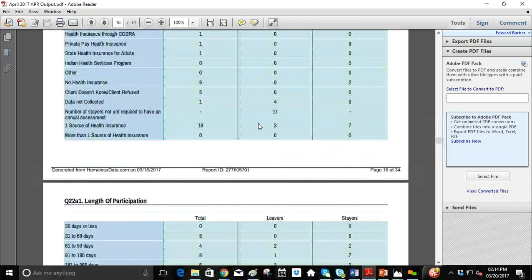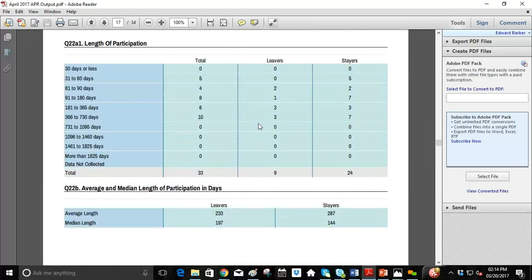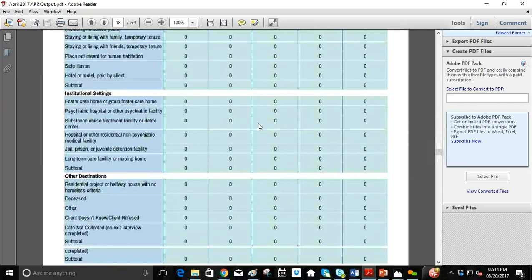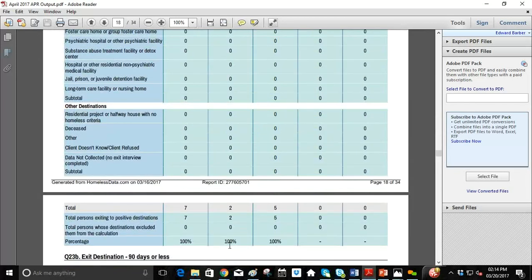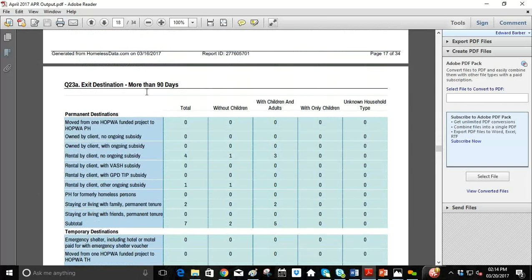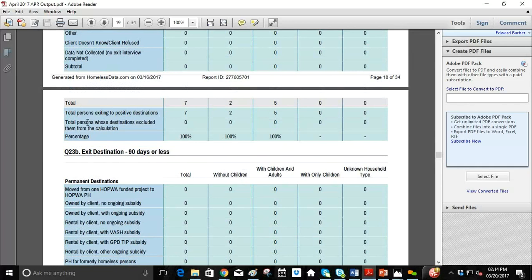Destinations. So in reality, those questions didn't really disappear. They've been moved back to go along with where the other information is collected. So if you're used to using those in Q29, just look for them in the questions that were relevant for that. The others, in these exit destination questions, more than 90 days and less than 90 days, the 23A and 23B, there are now these totals and percentages. Total persons exiting to a positive destination, and then total persons whose destination excluded them from the calculation.